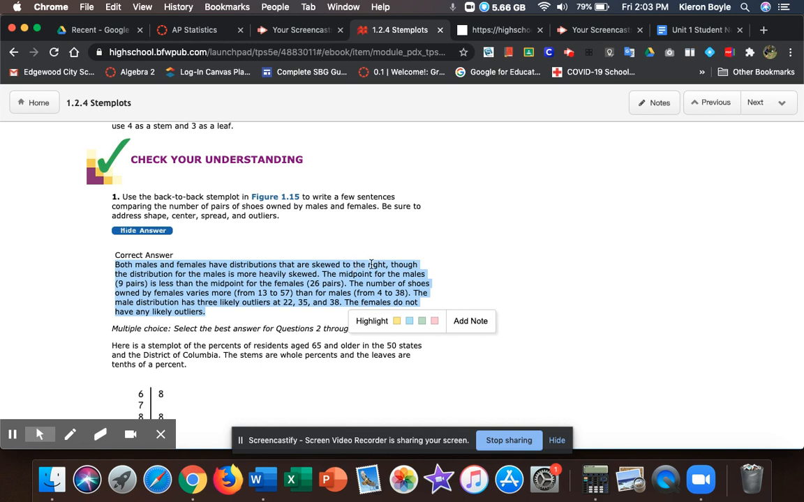Remember, skewed to the right means that there are some points at the upper, higher end that are larger and happen to stick out from the majority of where the points are. The midpoint for the males is 9, which is less than the midpoint for the females, which is 26. The number of shoes owned by females varies from 13 to 57, and for males it is 4 to 38. The male distribution has 3 possible or likely outliers. That's 22, 35, and 38. And the females do not have any likely outliers.